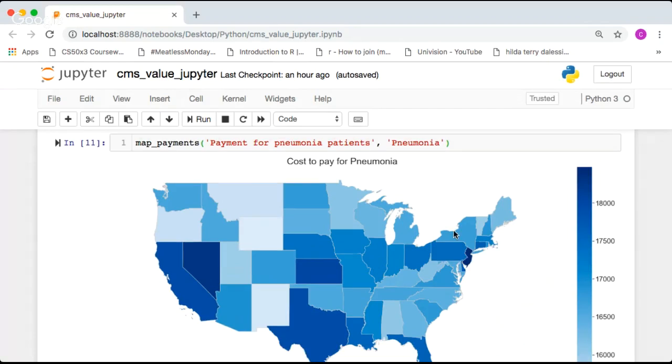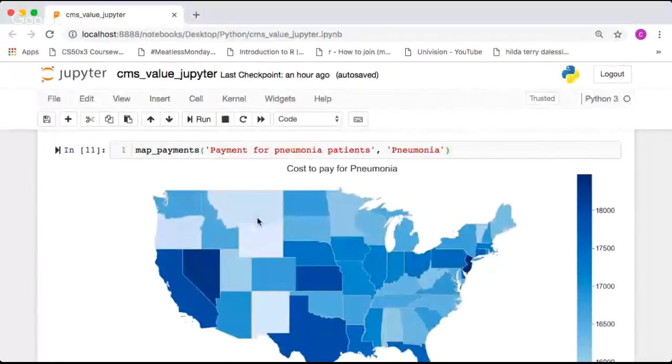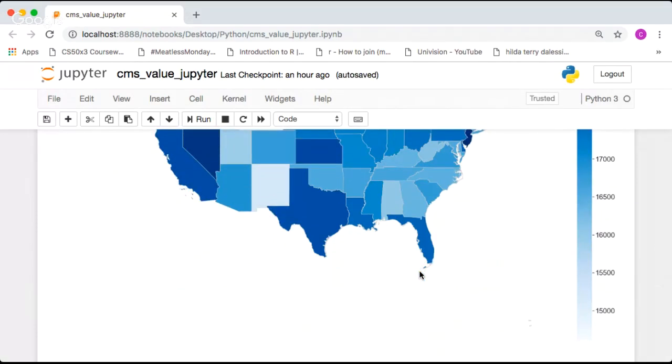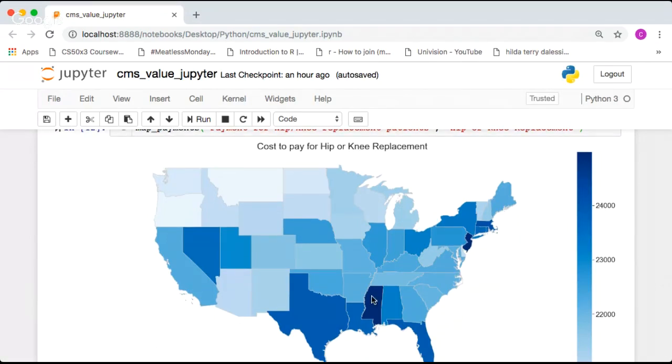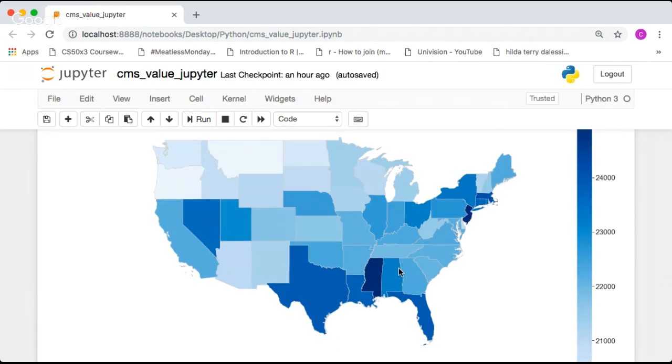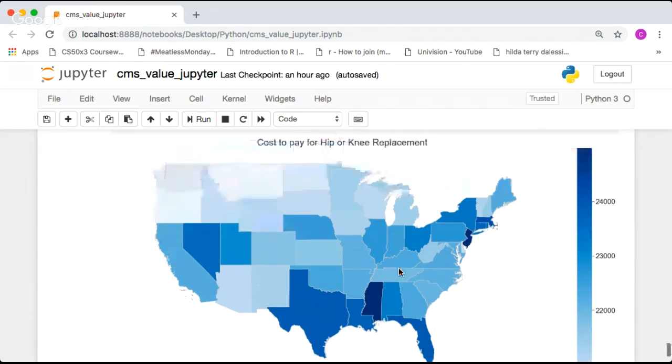Maybe overall it's a lower cost in Wyoming and Montana and Utah for some reason. And lastly, the cost to pay for knee or hip replacement looks like it's really high in Mississippi for reasons unknown, but I thought that was an interesting finding. I didn't expect to see that.